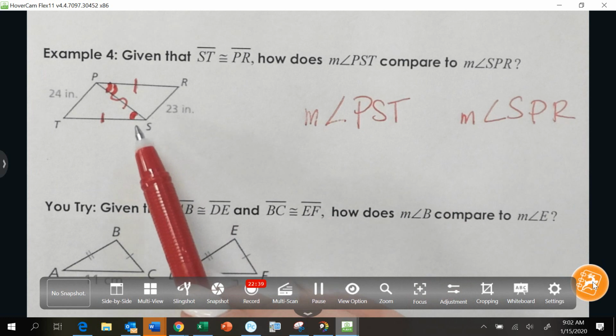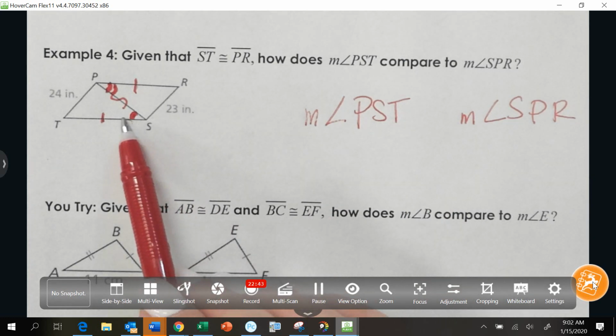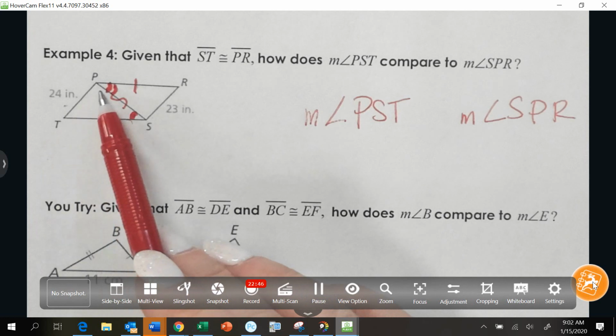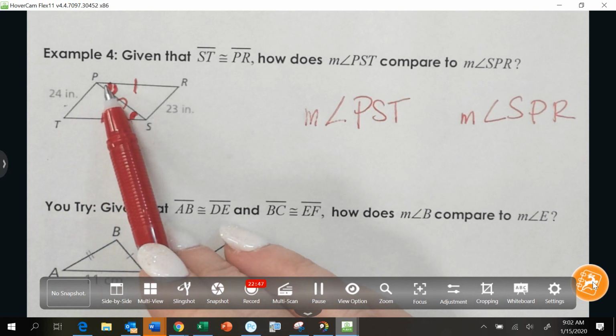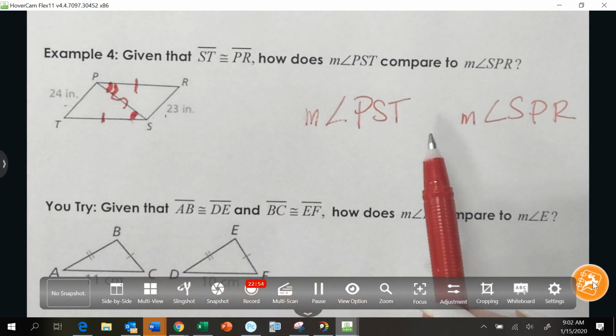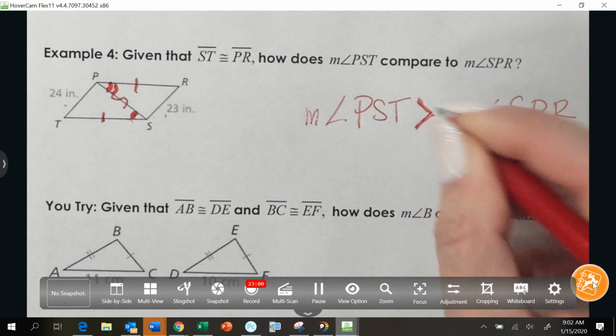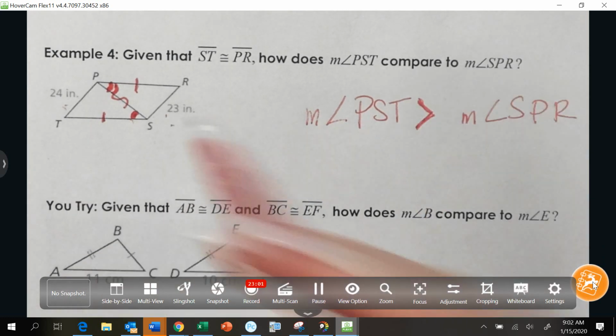Well, look across from this angle, the PST. Look across from PST. I have 24. Look across from angle SPR. I have 23. So what goes here? Greater than. Why does it go greater than? Right. Logic.